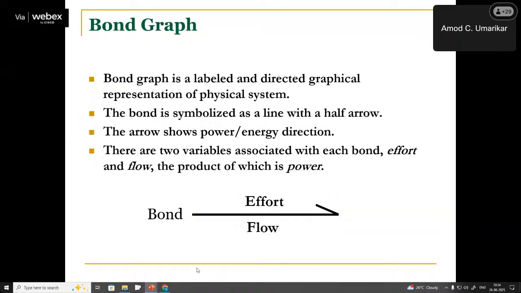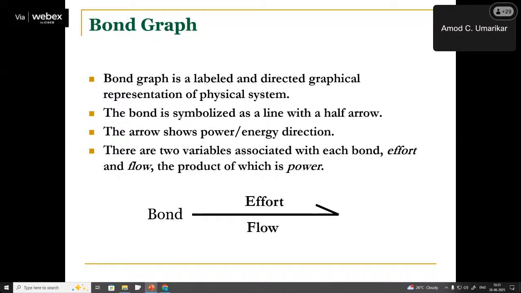So this is the general representation of a bond: a labeled and directed graphical representation of a physical system. It is labeled, like effort and flow, and it is directed, that is, the direction of power flow is shown. Sir, the symbol with a half arrow, is it unidirectional or bidirectional? It's unidirectional. I'll come to it.